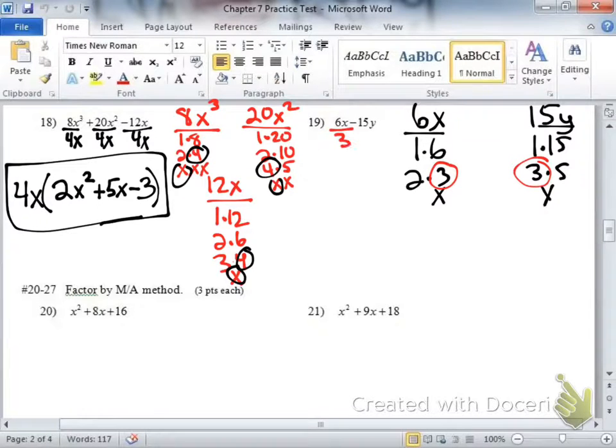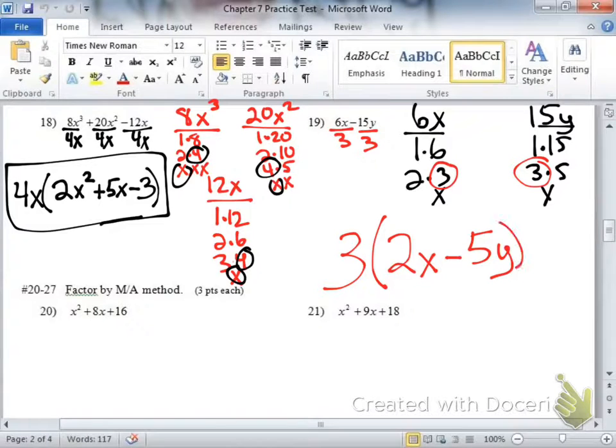Divide by 3. Divide by 3. Your answer will be 3 times 2x minus 5y. You didn't take out any variables, so leave the variables the same. You're just dividing each coefficient by 3. That is the entire GCF section. What are your questions on GCF?